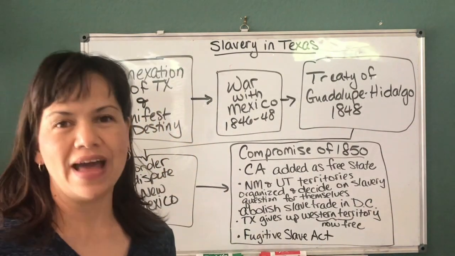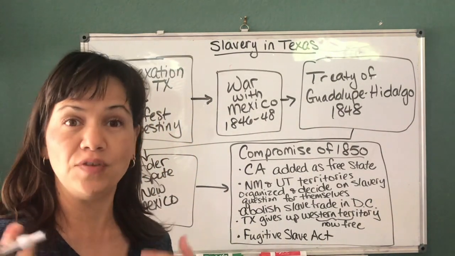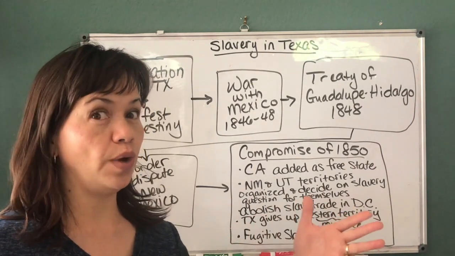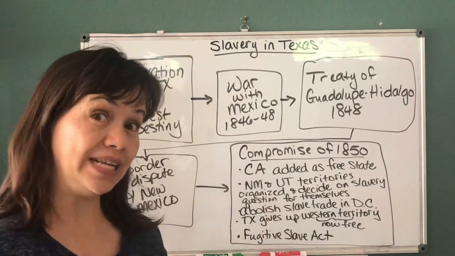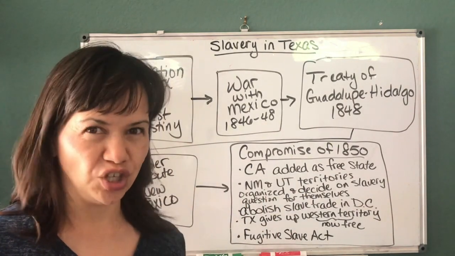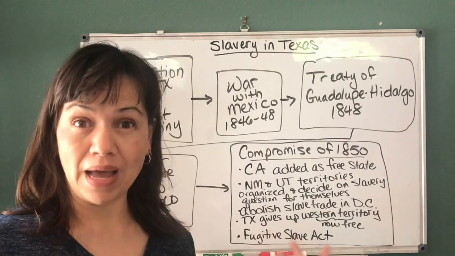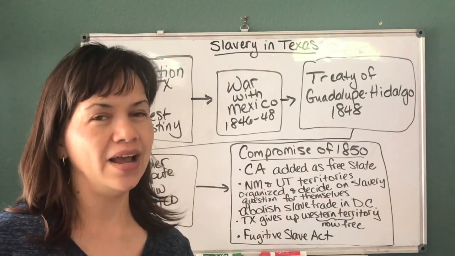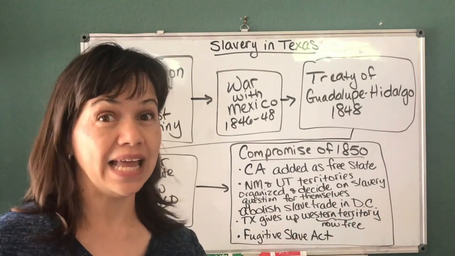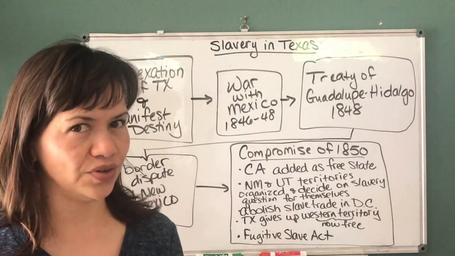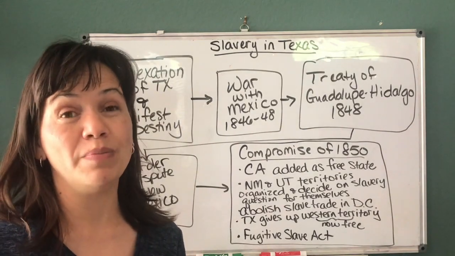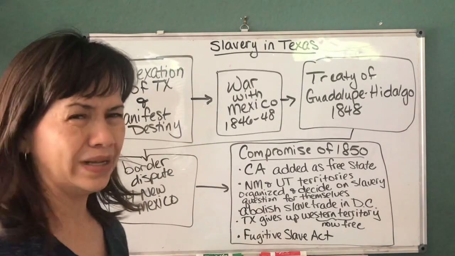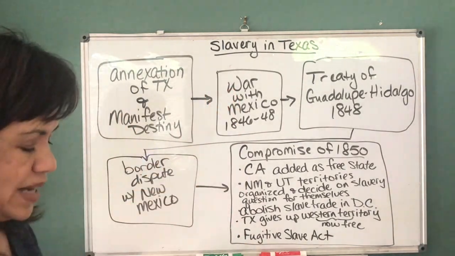And the Fugitive Slave Act said that even if you were a slave and you escaped from a slave state to a free state, you could still be captured. And American citizens by law were required to help return fugitive slaves, runaway slaves, back to their owners. And if they didn't, they could be punished with the same kind of punishments that were given to runaway slaves. So really terrible law. So this was the Compromise of 1850.